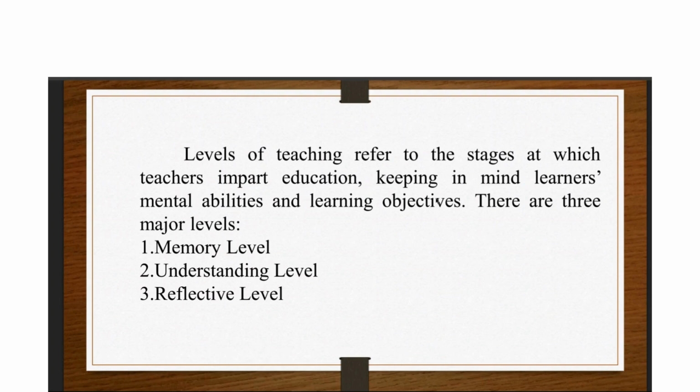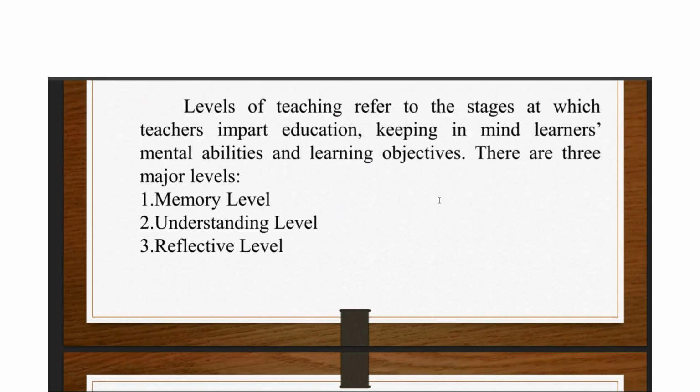This differentiation depends on the cognitive abilities, or mental abilities, of the learner. Cognitive abilities means the thinking capacity of the learner. See, a kid has less cognitive ability, whereas a 20-year-old young man or woman has different cognitive abilities. So, depending on the learner's cognitive abilities, we impart the levels of teaching. For example, say memory level.